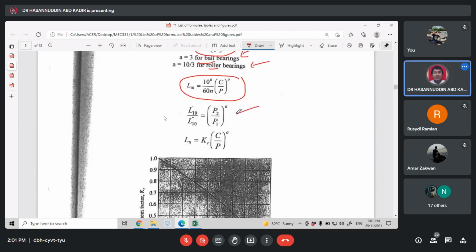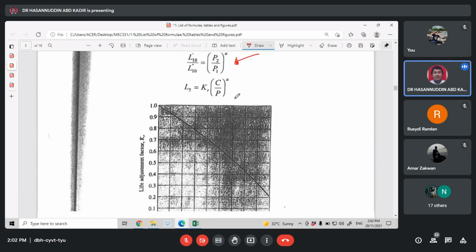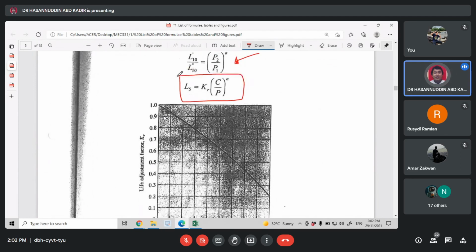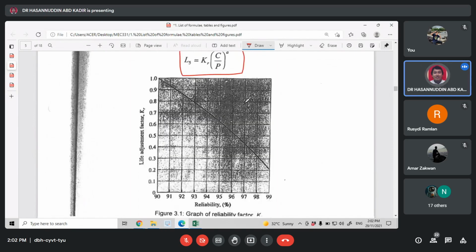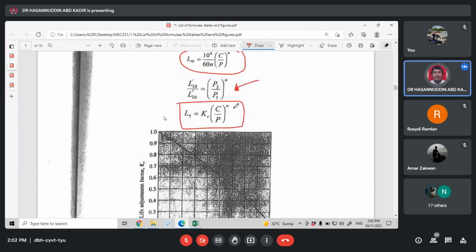This formula we apply if they give a new condition, a new lifetime, and we need to predict how much the load needs to be adjusted. We will see an example of this later. This one is for L15 and L5, which means almost 90% success, so we will apply this type of formula.